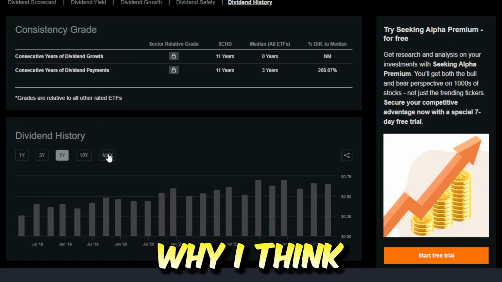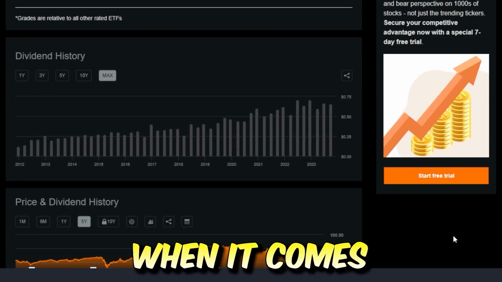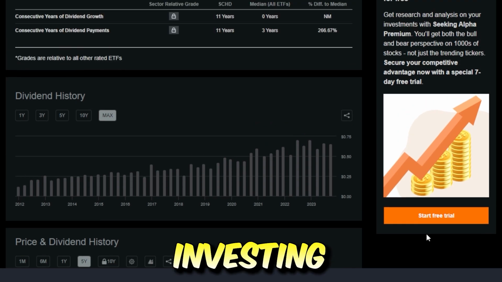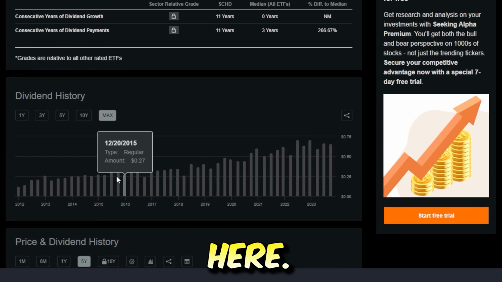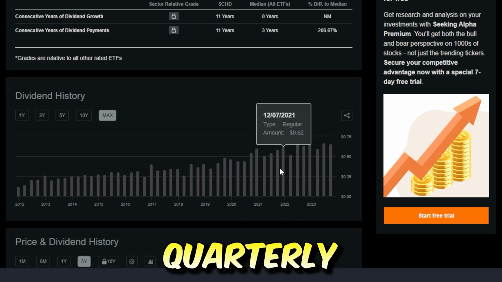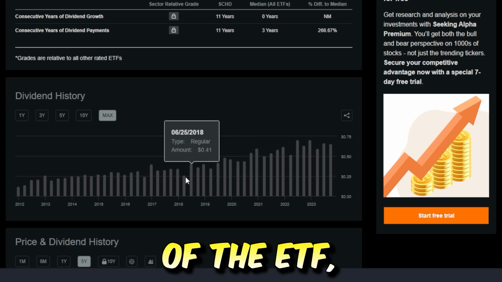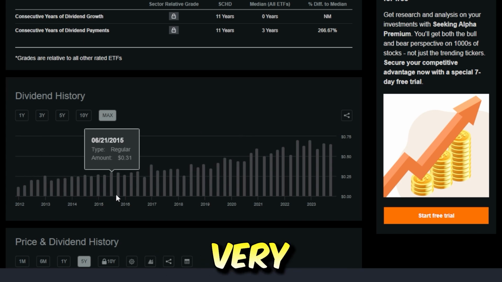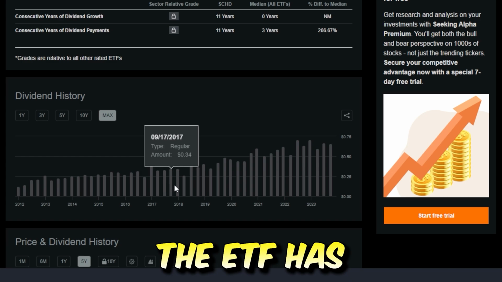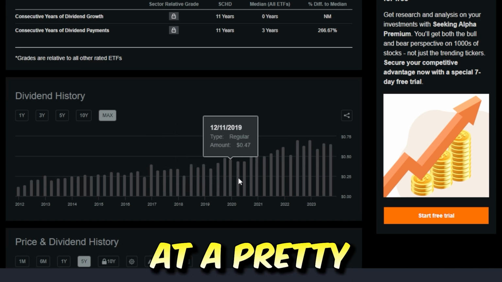The reason I think that dividend growth rate, that simple metric, is such a cheat code when it comes to long-term dividend growth investing is simply because of this right here. If you look at this graph of every single quarterly dividend payment that the SCHD ETF has paid since the inception of the ETF, you can see one thing that's very specific. Over time, the SCHD ETF has paid more and more in dividends on a quarterly basis at a pretty impressive rate.